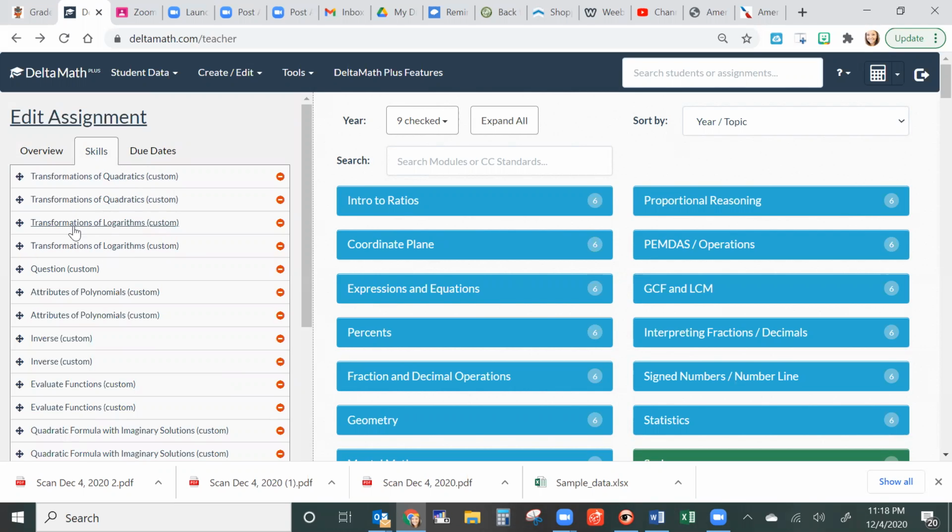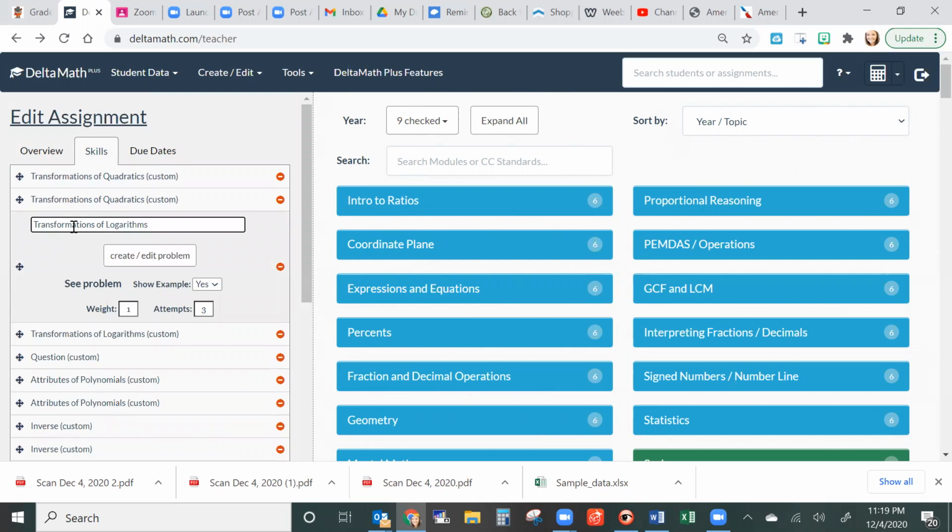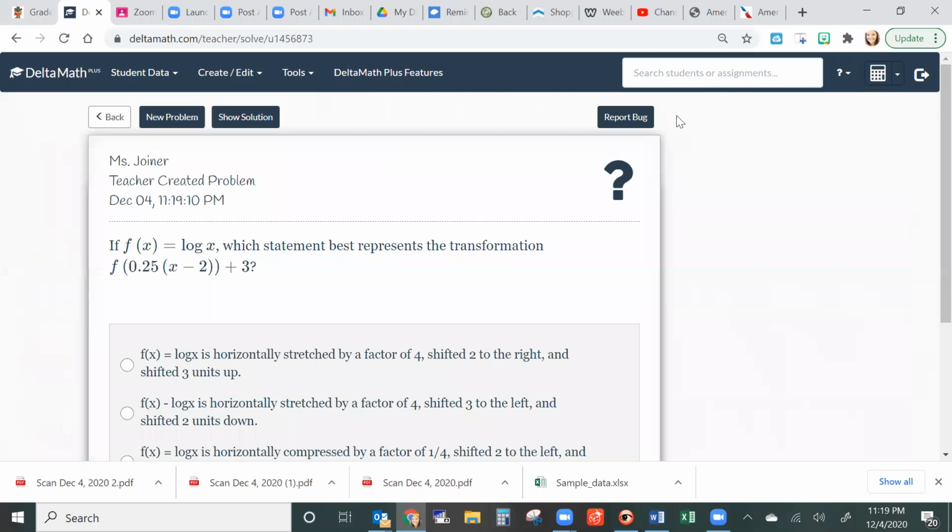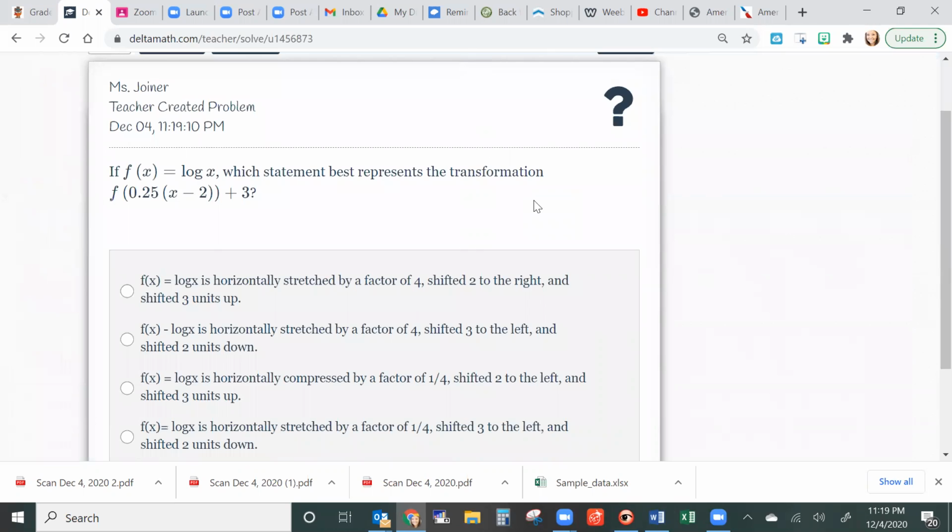Let's do the one for transformation of logs. Okay, so this is the third question down from the beginning. Okay, so it says f of x equals log x, which best represents the transformation.